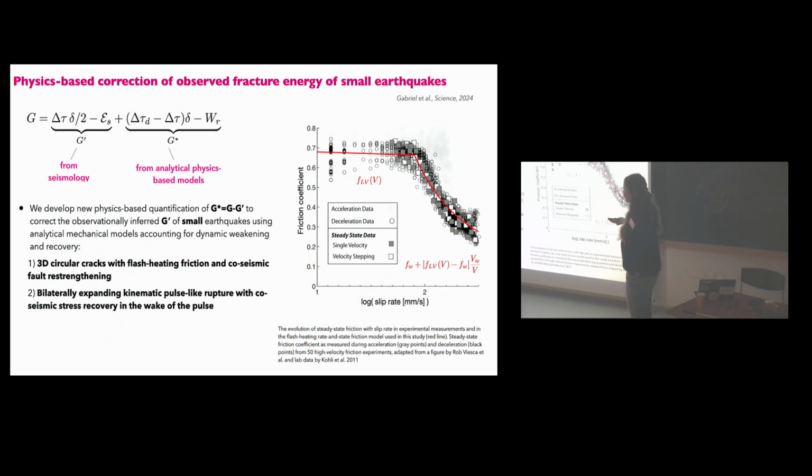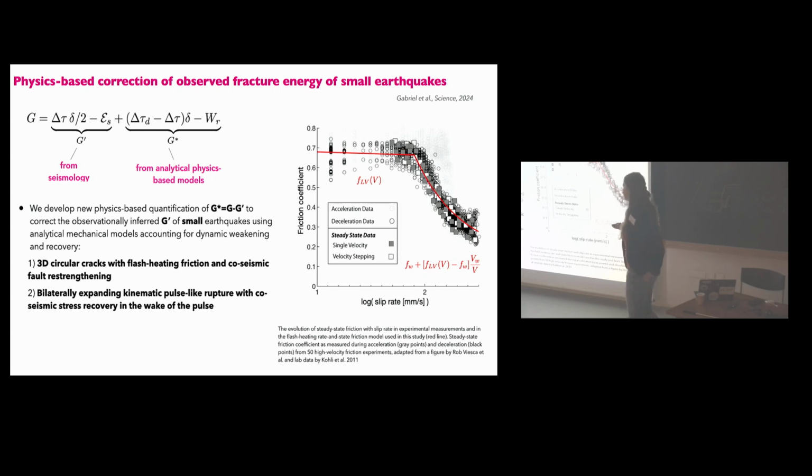So to get to this, we developed a new analytical quantification of the difference between what's observed in the real fracture energy, and we use that difference to correct the observational inferred G prime of small earthquakes. And we do this with two different analytical models to show that this is not dependent on the specific assumptions that you make. So we have then a full fracture energy from observations plus a correcting factor that comes from analytical physics-based models.